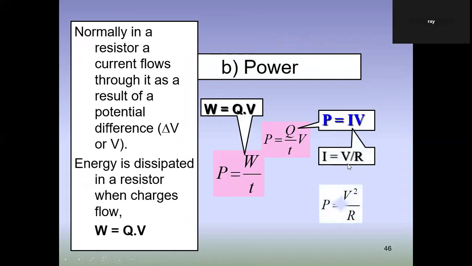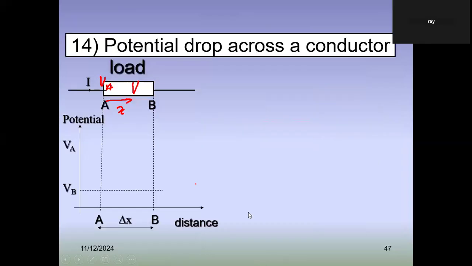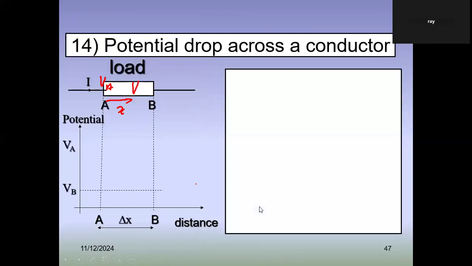Replace the I with V over R. So you get V squared over R. Replace the V with IR. So you get I squared R. Okay, so we've got three formulas. That's the potential difference formula, the energy formula. What is W again? I forgot. W is energy or work done.